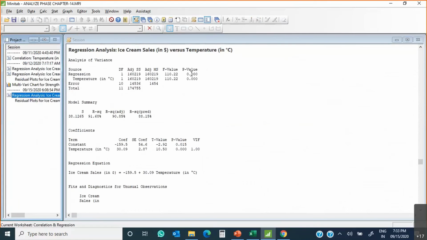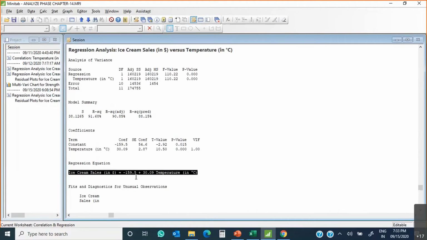The p-value for the regression model is 0.000, which indicates that the regression is significant. And if you see the regression equation, it is again the same: minus 159.5, which is B0, and 30.09, which is B1. So whether you do this analysis using the formulas, Excel, or Minitab, you get the same result, right?